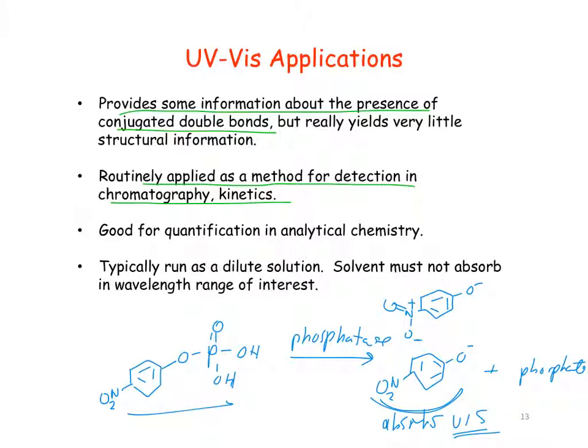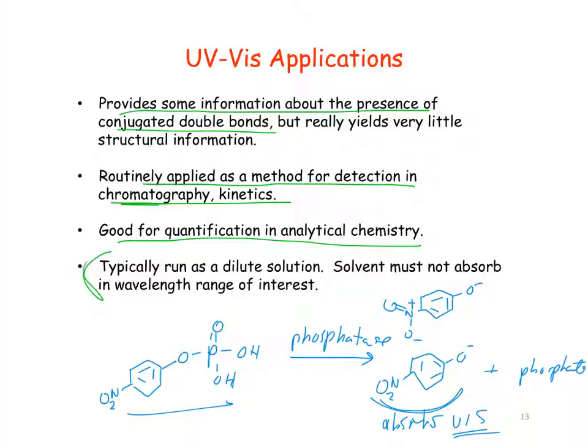Okay, so it's also a good method for quantification, like we said, with the Beer-Lambert Law, if you want to measure amounts, concentrations of known compounds. Chromatography, I don't know, have you guys heard of HPLC, so high performance liquid chromatography? So that's a common chromatography method used in labs, and it can have UV detectors.